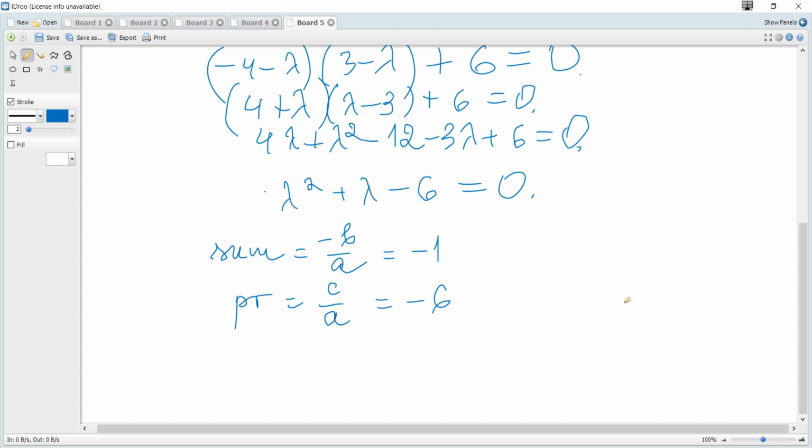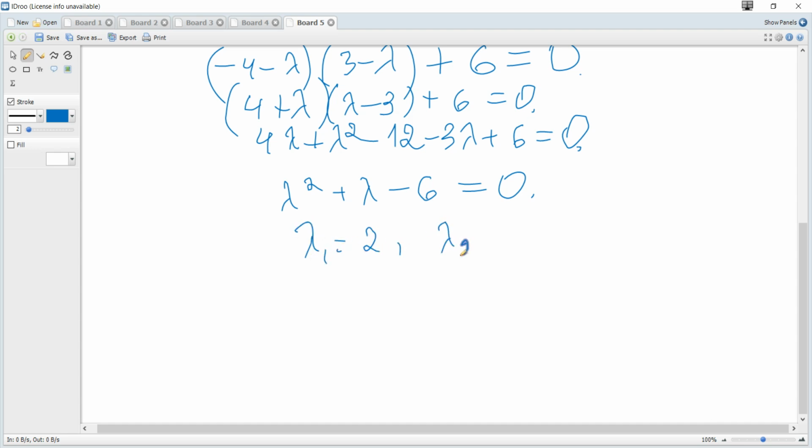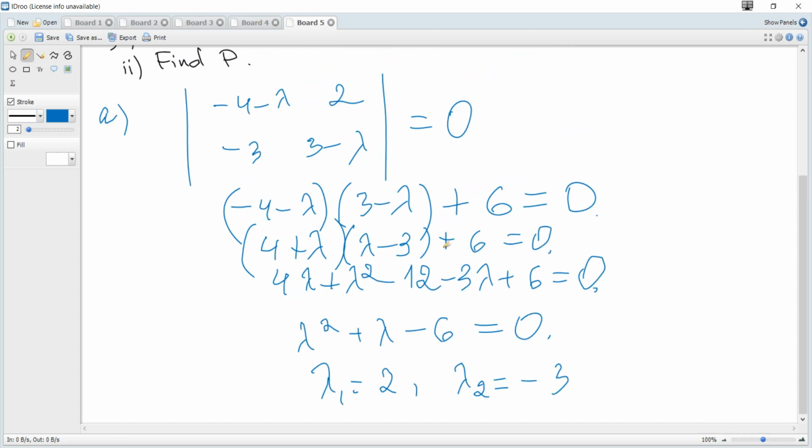For the product to be -6, it may be 2 and -3, and you can see the sum to be -1, it's 2 and -3. So roots are 2 and -3. So the required eigenvalues are 2 and -3.